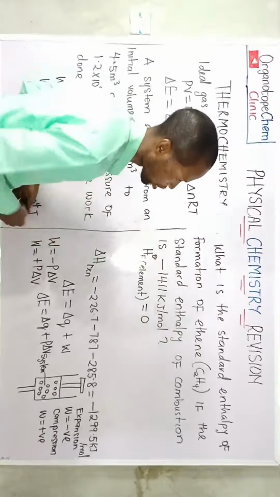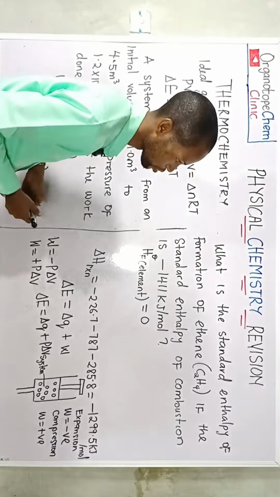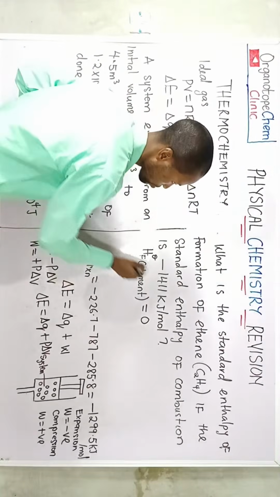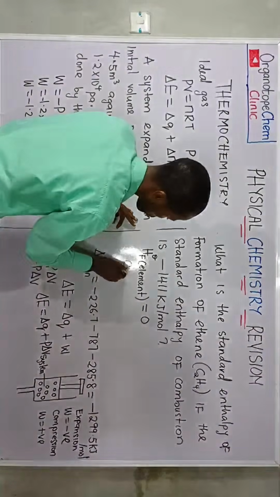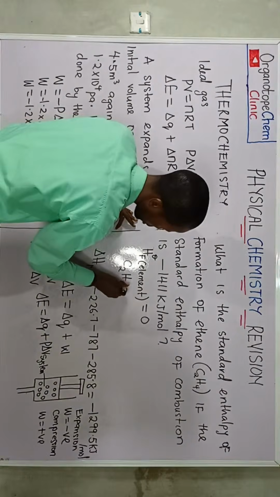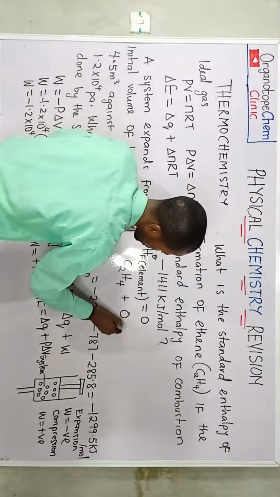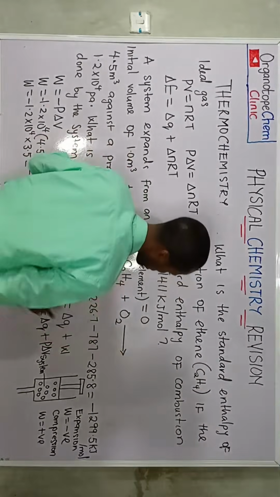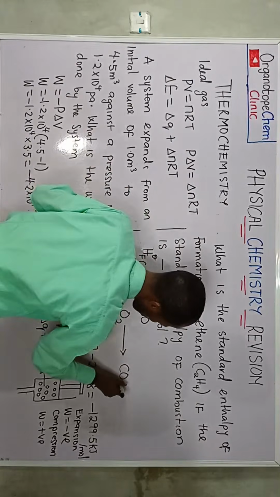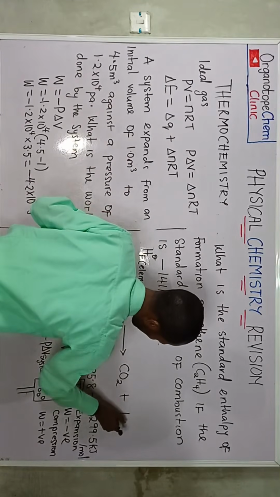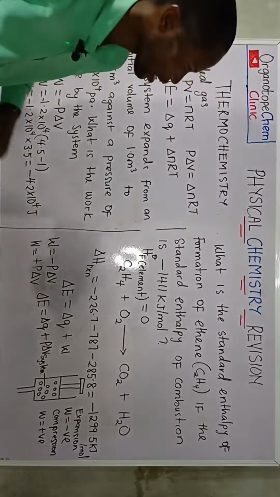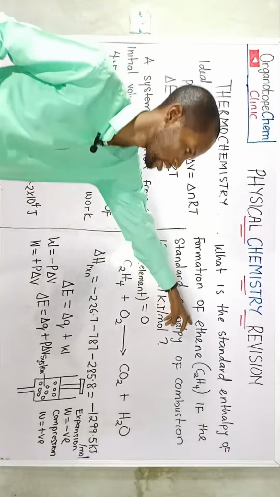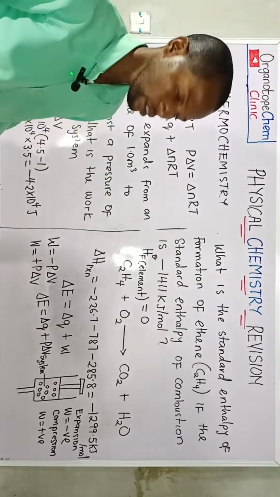Can we write the combustion equation for this process? We have, for the ethene, C2H4 plus oxygen results in the formation of CO2 plus H2O. So that's the combustion reaction for the ethene.